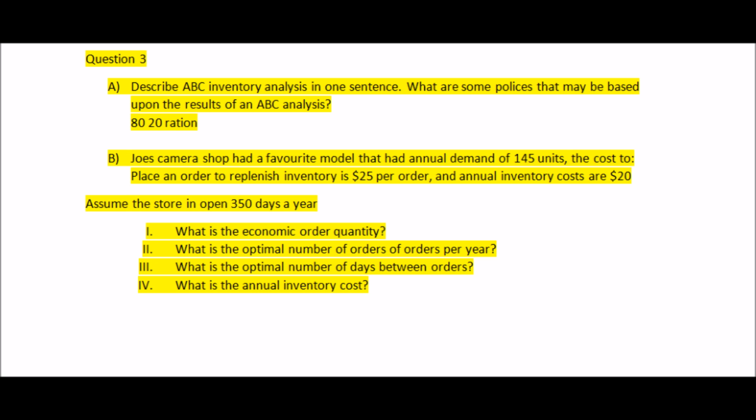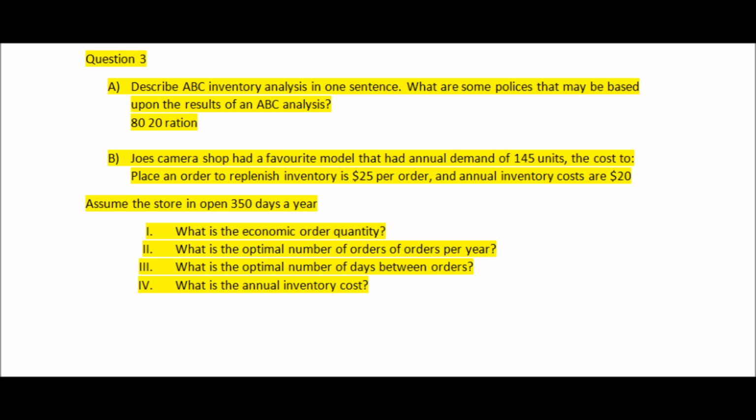80-20, very good. Yes, so ABC analysis is the Pareto rule, about 80-20. The idea is 80% of our sales will come from 20% of our products or thereabouts. So that's the principle we use in ABC analysis. We identify that group of products which represents 80% of our sales, then the B would be another group of products, and the C another group, and then you keep on going. So what are some of the policies that we might base on this ABC analysis?